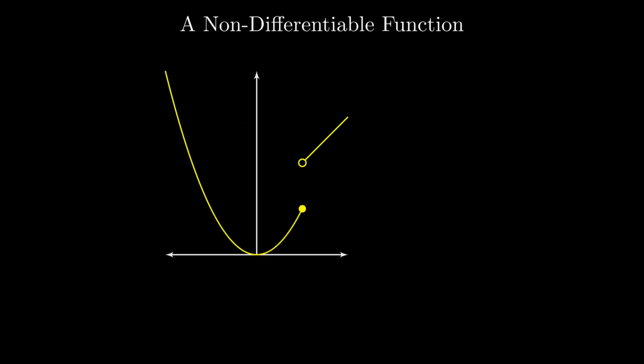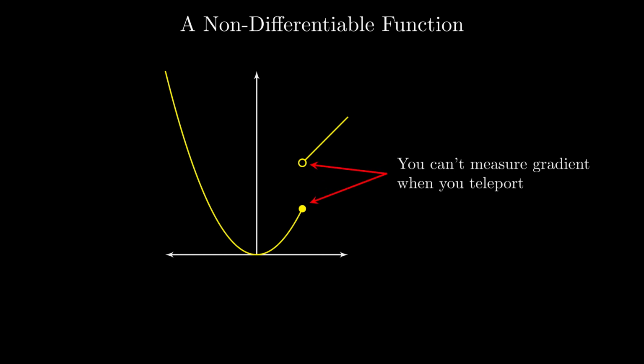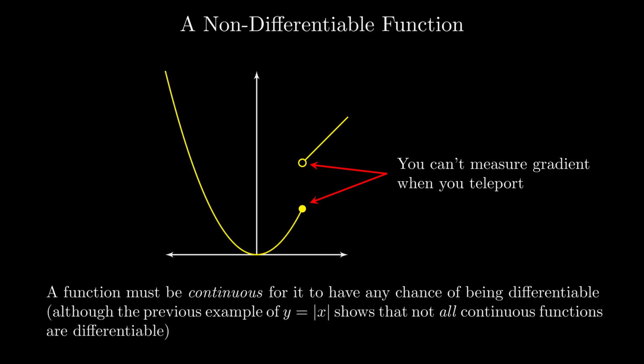I'll show you another example. Maybe this one's more obvious. If a function like this is not continuous, if it's broken like this and it jumps or in some way is not a continuous function, you can't measure gradient when you teleport. That's just bad news. And so a function must be continuous for it to have any chance of being differentiable. We might have a closer look at exactly what continuous means later, but intuitively it just means a function cannot jump or cannot do something of that nature.